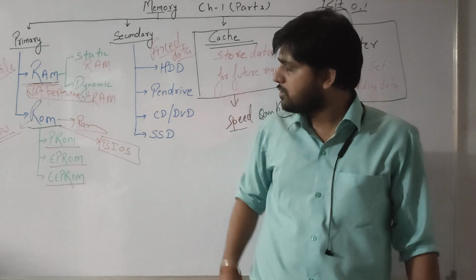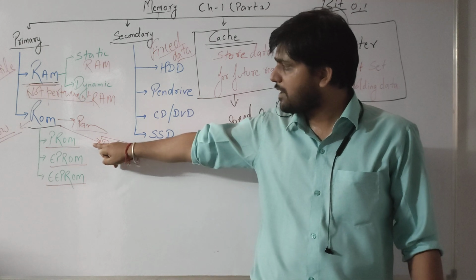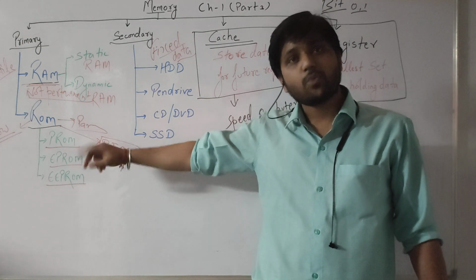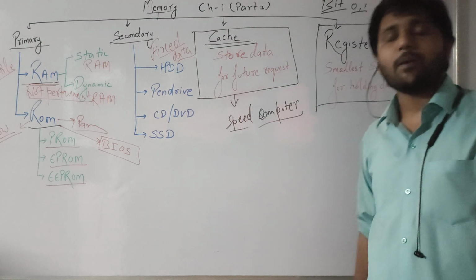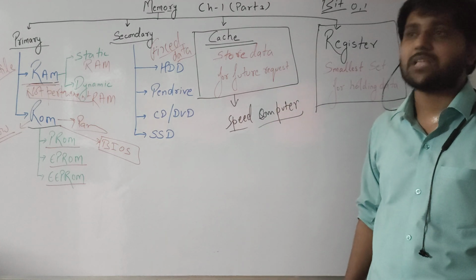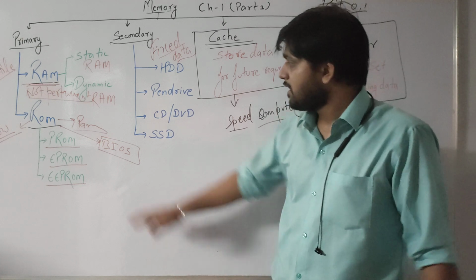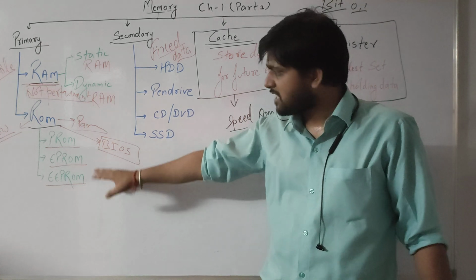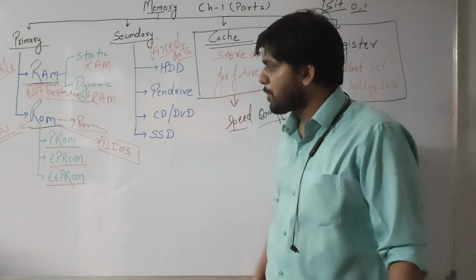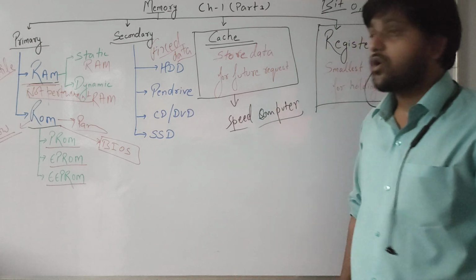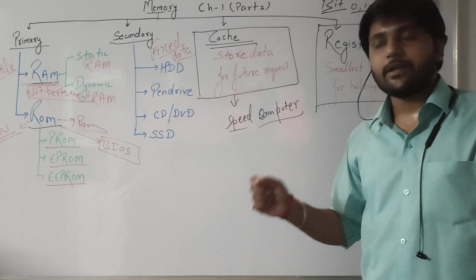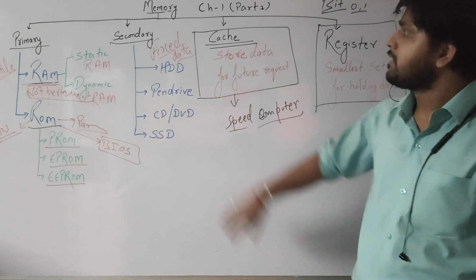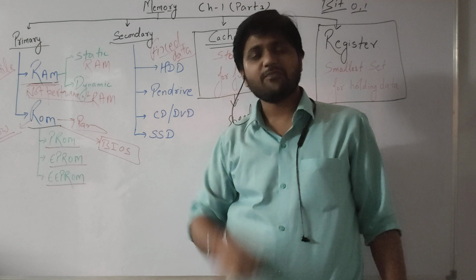ROM comes in three types. Programmable read-only memory means write once, use multiple times. Erasable programmable read-only memory can be erased once with the help of ultraviolet rays, which can be done by professionals. Electronically erasable programmable read-only memory is the type of memory which can be written and erased multiple times. Talking about the secondary memory, these are the fixed memory.